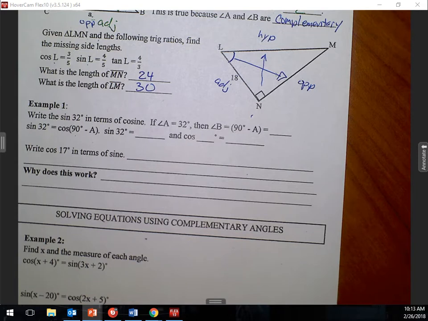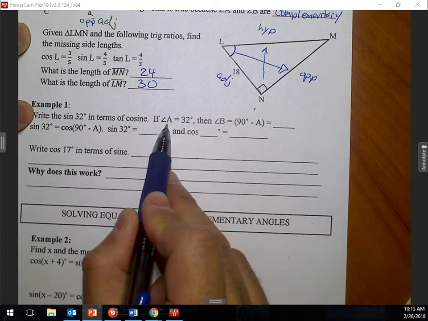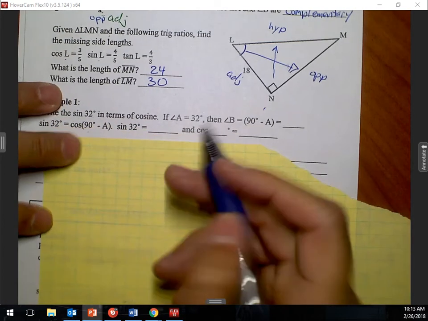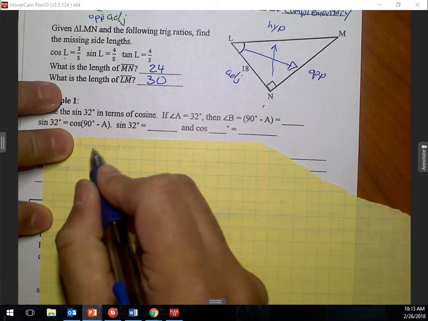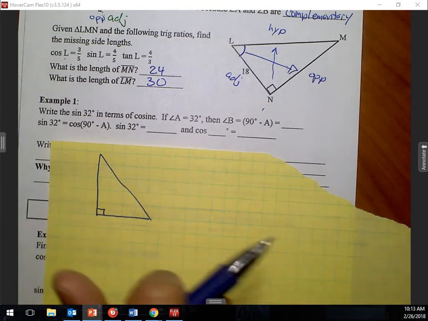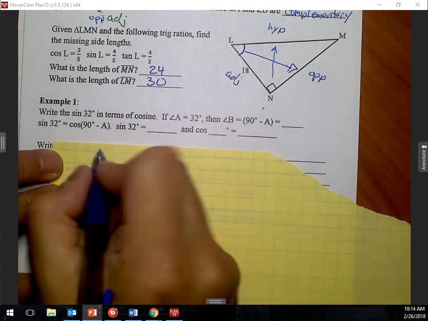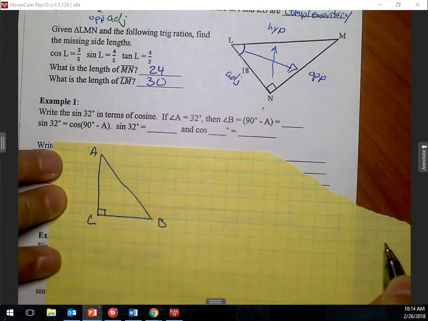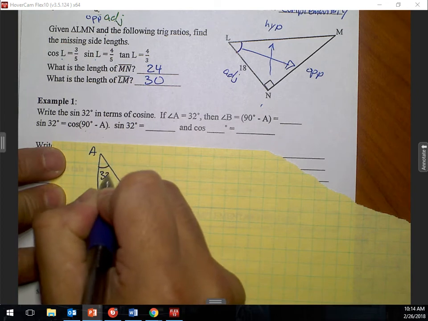So, this next one right here says, write sine 32 in terms of cosine. So, if A is 32, I'm going to draw a little triangle here, just so you guys can see this as an example. You guys could use the paper underneath. You know, someone's borrowing my notebook right now, so I really can't. So if it was, let's say A is here, B is here, C is here. So we said A is 32 degrees, right?